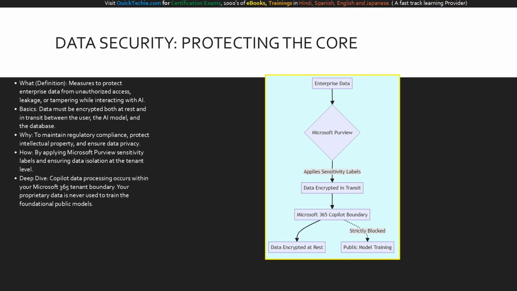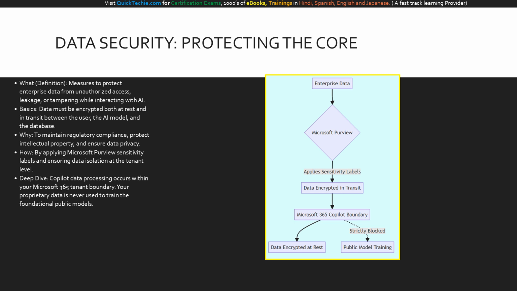Let's dive into our first major pillar, data security. What does this mean in the AI era? It means implementing strict measures to protect your enterprise data from unauthorized access or leakage while it is being processed by the AI. The absolute basics require that your data is encrypted at rest in your storage and encrypted in transit when moving from the user to the AI model. Why is data security so critical? Because feeding sensitive customer data or proprietary intellectual property into an unsecured AI could trigger catastrophic regulatory fines and loss of trust.